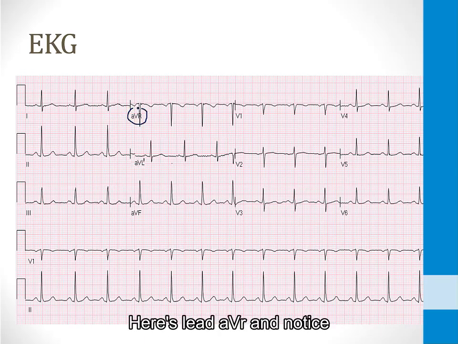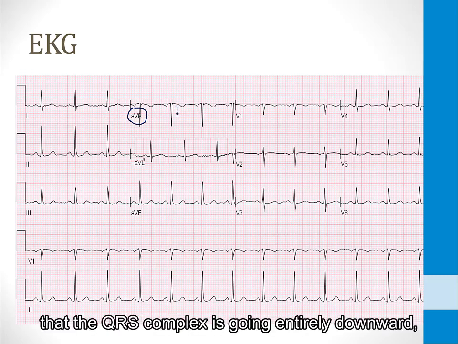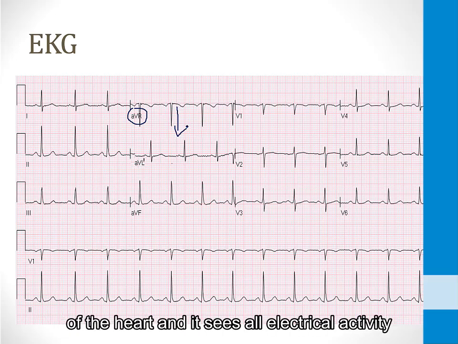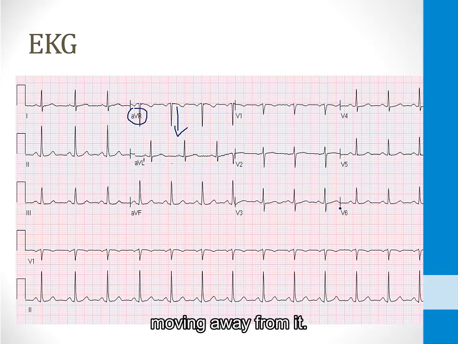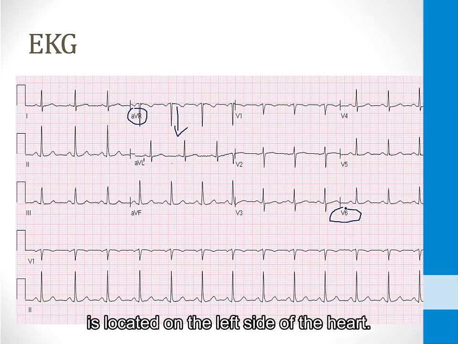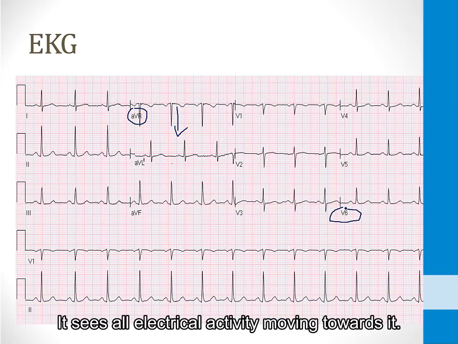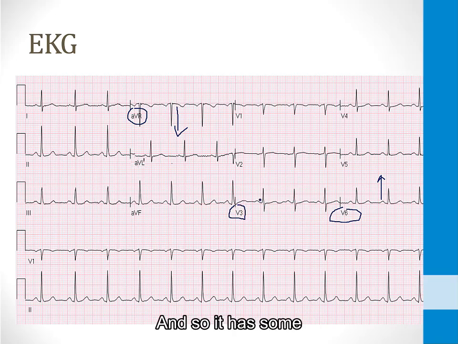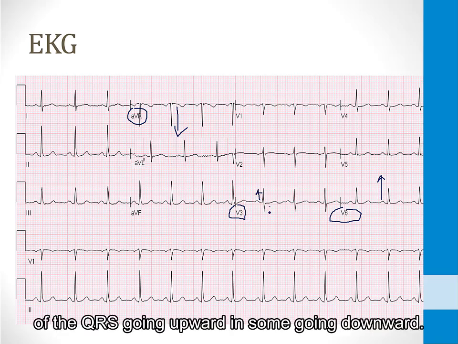So now let's look at a normal 12-lead EKG and see if we can make sense of it. Here's lead AVR, and notice that the QRS complex is going entirely downward. That's because lead AVR is positioned on the right side of the heart, and it sees all electrical activity moving away from it. Lead V6, on the other hand, is located on the left side of the heart. It sees all electrical activity moving towards it, therefore the QRS complex is entirely upward. Lead V3 is in the middle, and so it has some of the QRS going upward and some going downward.